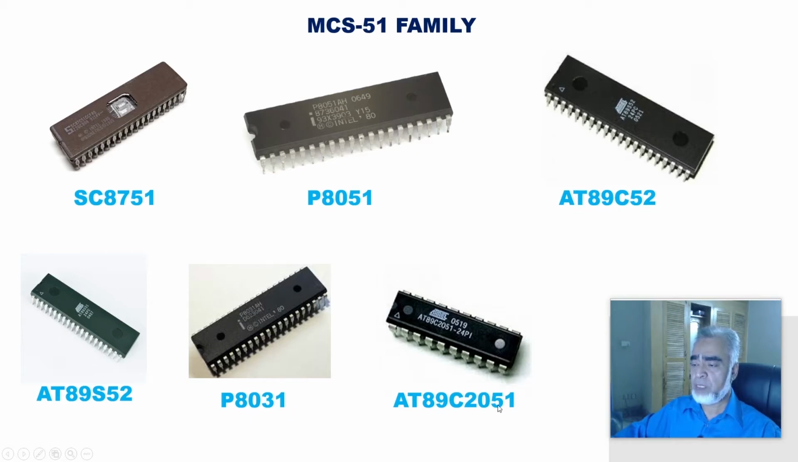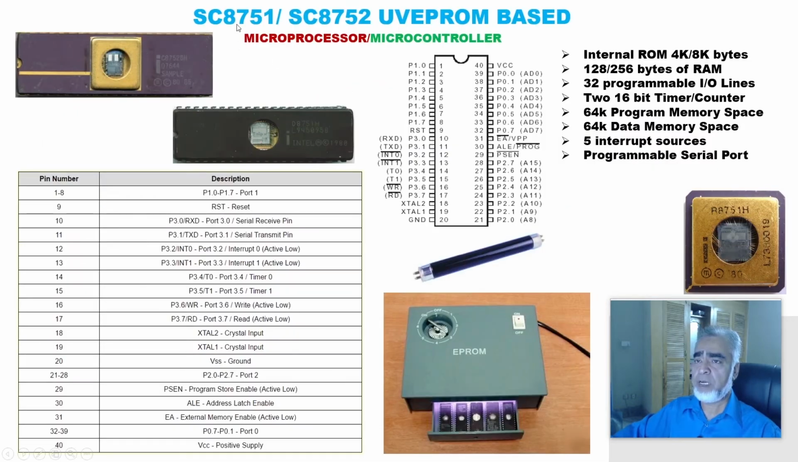Similarly, we can find 8031, 89C2051, 89C2052. These devices can only work as microcontrollers, and we cannot use the series 89C2051 and 89C2052 as microprocessors. We can only use them as microcontrollers. Here we can find 8751, 8752 UV EEPROM based microcontrollers and microprocessors. Here we can find a glass window to put ultraviolet light to erase the program, and we had these types of devices to erase the program from the microcontrollers.